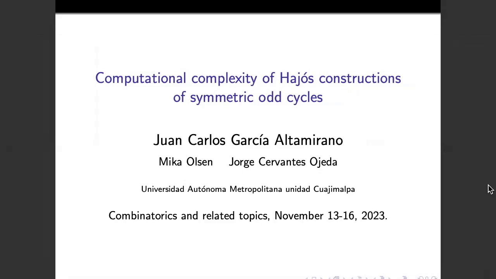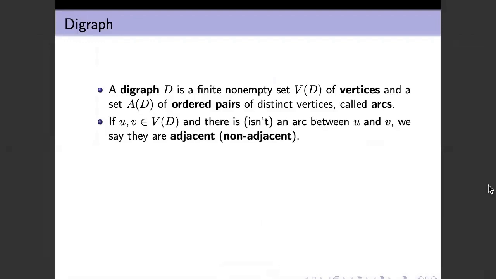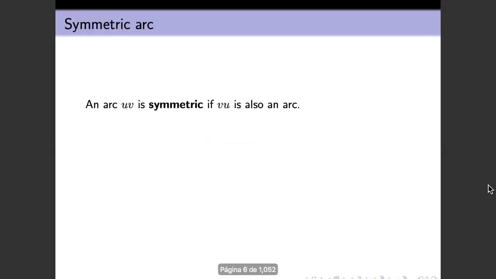Well, let's start. A digraph D is a finite non-empty set V of vertices and a set A of ordered pairs of distinct vertices called arcs. If u and v are vertices and there is or isn't an arc between u and v, we say they are adjacent or not adjacent. Here there are two not adjacent vertices, and here there are two adjacent vertices with the arc uv.